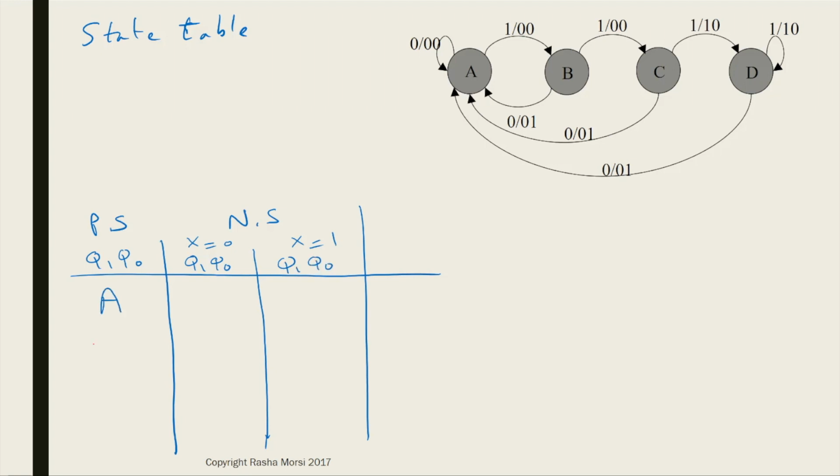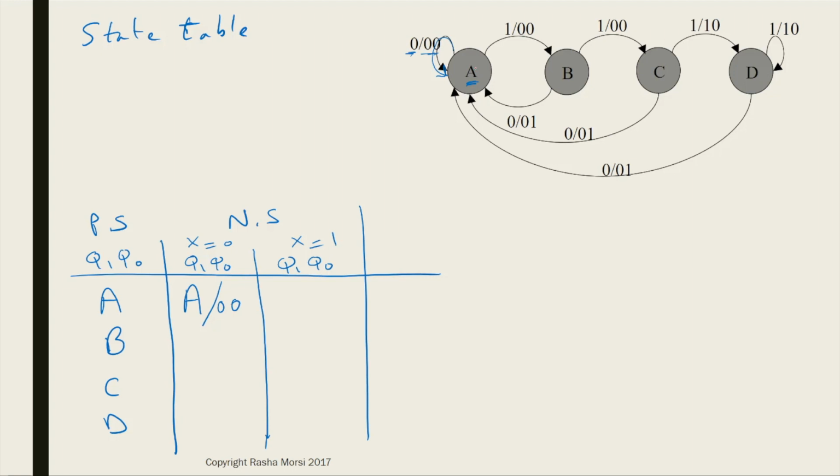Again, we have 4 states, so we're going to write them down. Present state could have been A, B, C, or D. For each one of those states, we're going to look at the state diagram. If I'm in state A and my input is a 0, I go back to state A and my output is 0, 0. So I'm going to write down in the table that my next state for X is 0 is A with my output 0, 0.